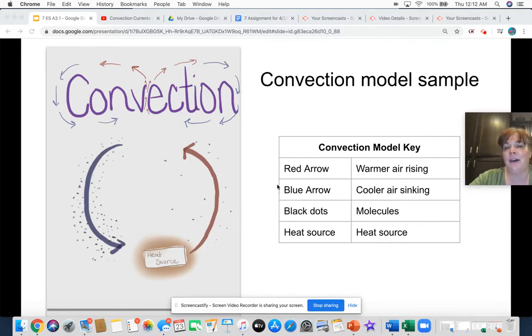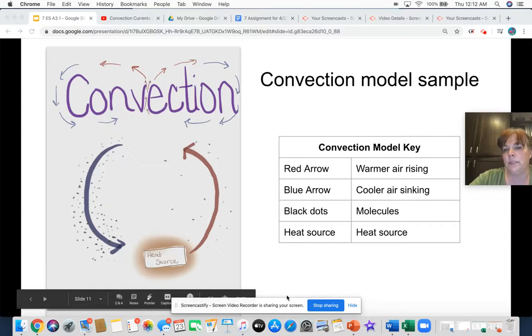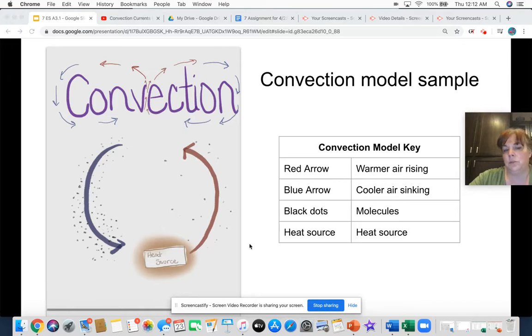So you need to have a red arrow to show warmer air rising, a blue arrow to show cooler air sinking. So here's my red and here's my blue. You need to have black dots for molecules. Now, make sure that you are putting the appropriate number of molecules. So if you noticed, in the hot side, there are fewer molecules per square inch. But on the cool side, there's a lot of them because they're becoming more dense. Okay, then you need to have a heat source. You can draw a fire, you can do something like I did, very simple, nothing too big.